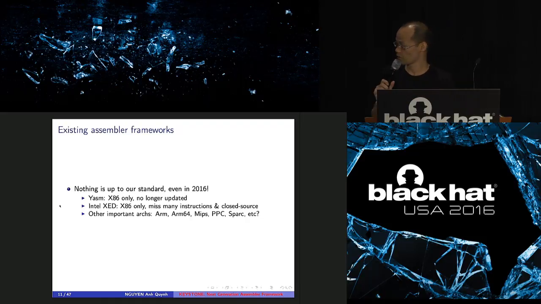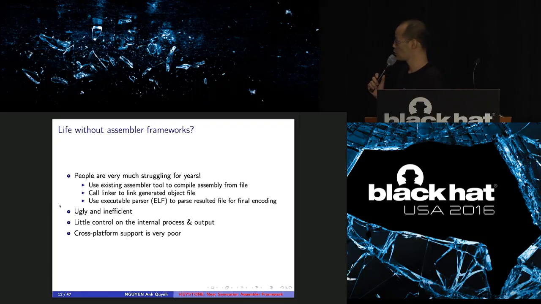And there's no framework support on other architectures: ARM64, MIPS, PowerPC, nothing for those CPUs. So without good assembly frameworks, people struggle for many years, and there's no hope that we can finish that. Usually, without a good assembler, people write assembly instructions into one external file, and then they call an assembler tool on that to generate the object code.